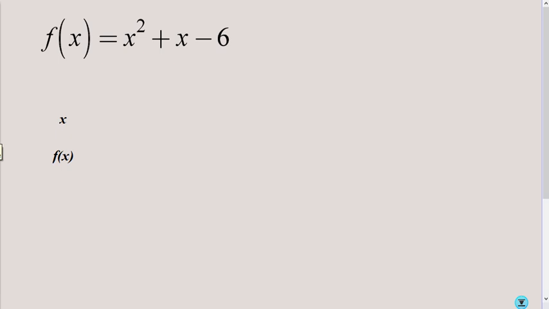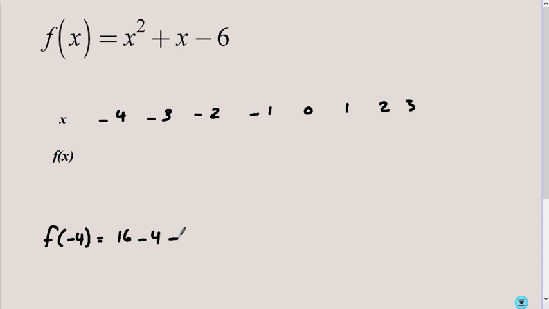If we consider another quadratic function, a bit more complicated, and we try to plot it, let's take values from -4 up to 3. And if we calculate the values, let's do -4. When x is -4, f of -4 equals (-4) squared is 16. Mind you, the -4 is all squared, plus -4, minus 6, and this equals 6.